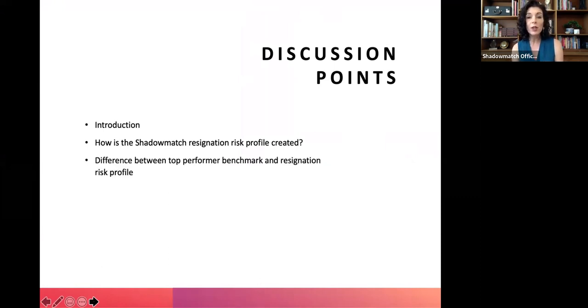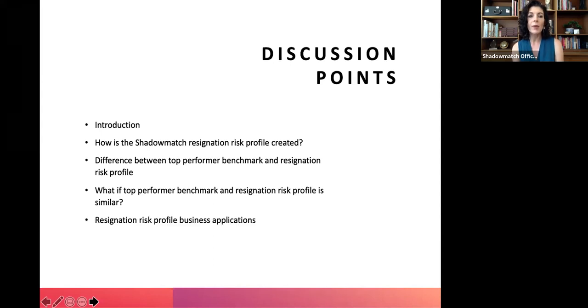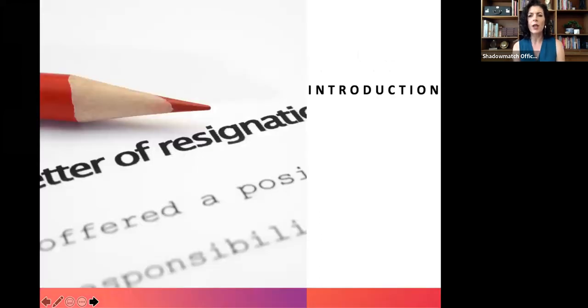The difference between the top performer benchmark and the resignation risk profile. What if the top performer benchmark and your resignation risk profile for a specific division is similar? What then? The resignation risk profile business applications, and then I'm handing over to Suzanne for the system demonstration, as well as the return on employment calculator. Ladies and gentlemen, just a very short introduction.